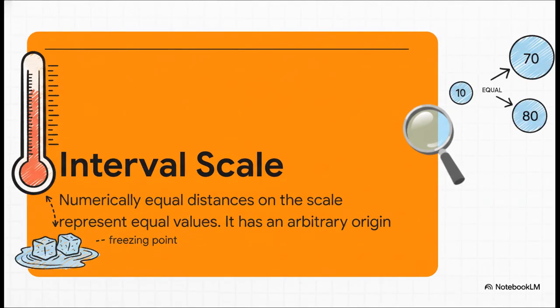All right, now we're getting some real power. The interval scale, and the classic example is a thermometer, has equal steps between each point. The difference between 10 and 20 degrees is the exact same as the difference between 70 and 80 degrees. But the really interesting thing here is the 0. 0 degrees Celsius doesn't mean there's no temperature. It's just an agreed-upon point, the point where water freezes. Because that 0 is arbitrary, you can't say 20 degrees is twice as hot as 10 degrees.